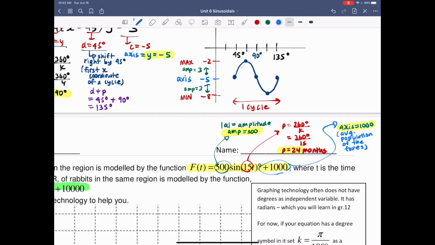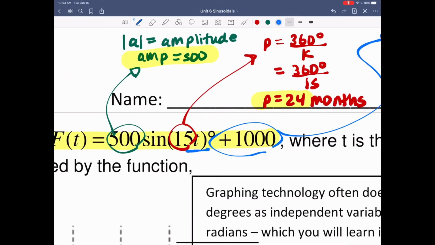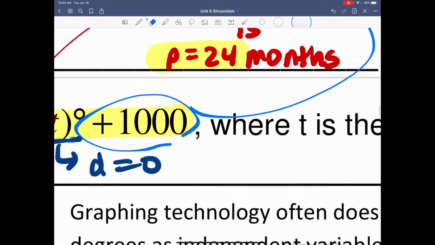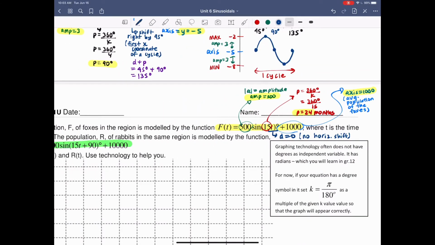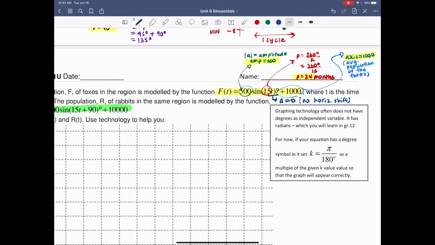So moving on, we do not have a D. The D is 0, which means that there was no horizontal shift left or right. And we're going to simply start from the axis, and we'll have a basic shape like this. I always find it easier with these questions to approach it by breaking down all this fancy part of the equation so that later I can try to graph it.